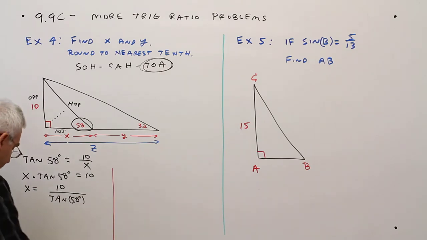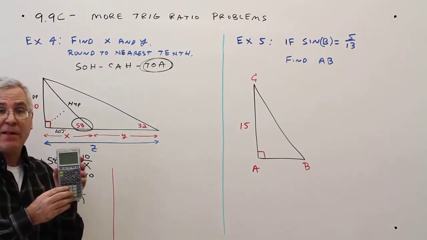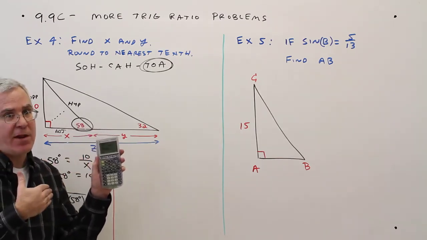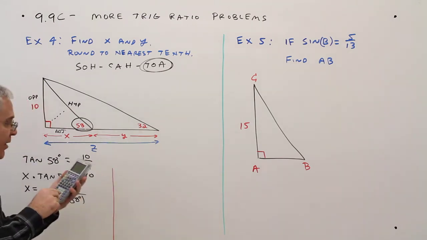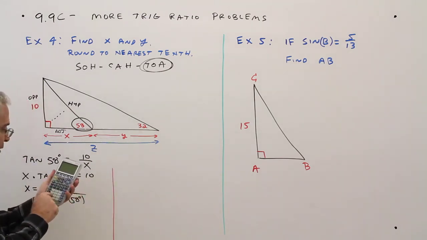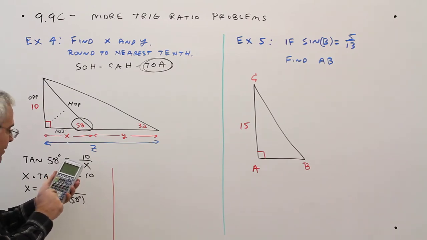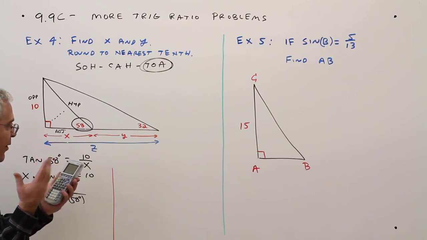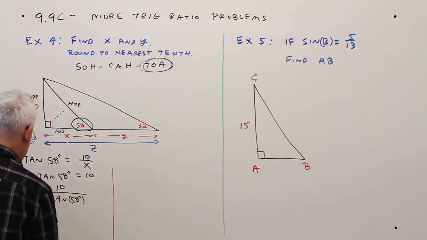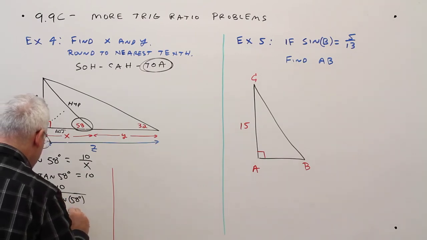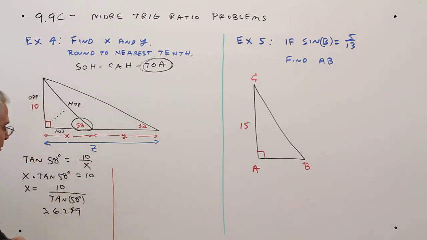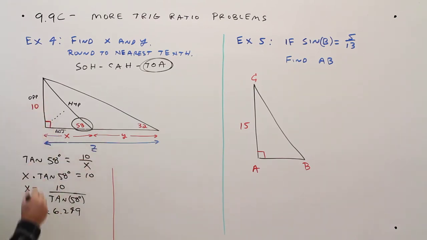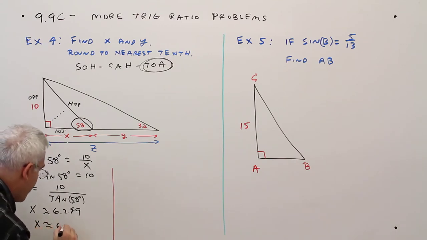Then I'll take out my calculator. If you've got a graphing calculator, press mode and make sure it's in degree mode. It does default to radian mode. You should be safe with your TI-30. So I'm good. I'm going to go 10 divided by tangent of 58 degrees and get 6.249. I just want a few extra decimals. Now I've got to find y. Oh, they said to round to 1, so x is approximately 6.2.